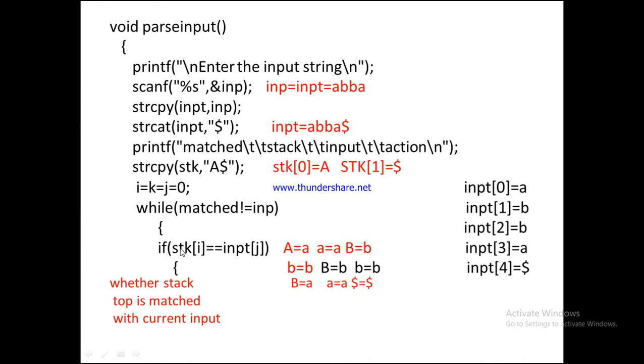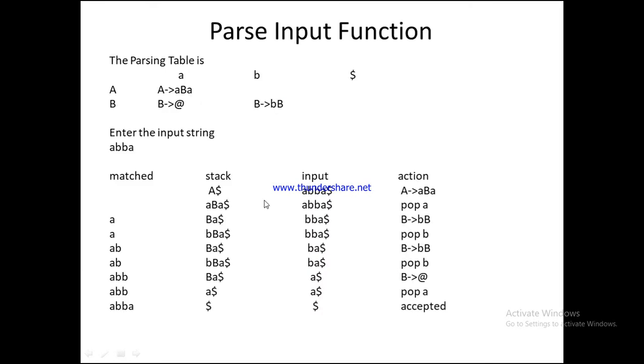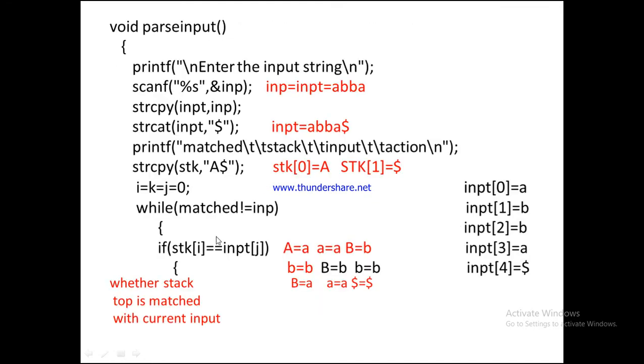Now I am checking STK of 0. What is STK of 0? Capital A. So what is INPT of 0? INPT of 0 is A. Now I am checking whether capital A is equal to A. So what we are doing here is checking whether the top of the stack matches with the current input. Top of the stack A is equal to the current input symbol? No, it is not equal. Therefore it is not equal.